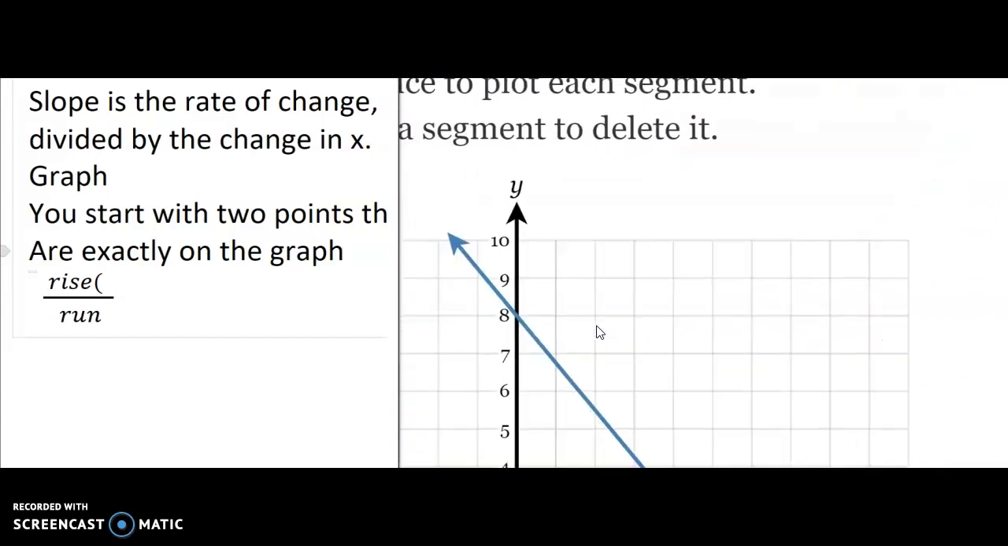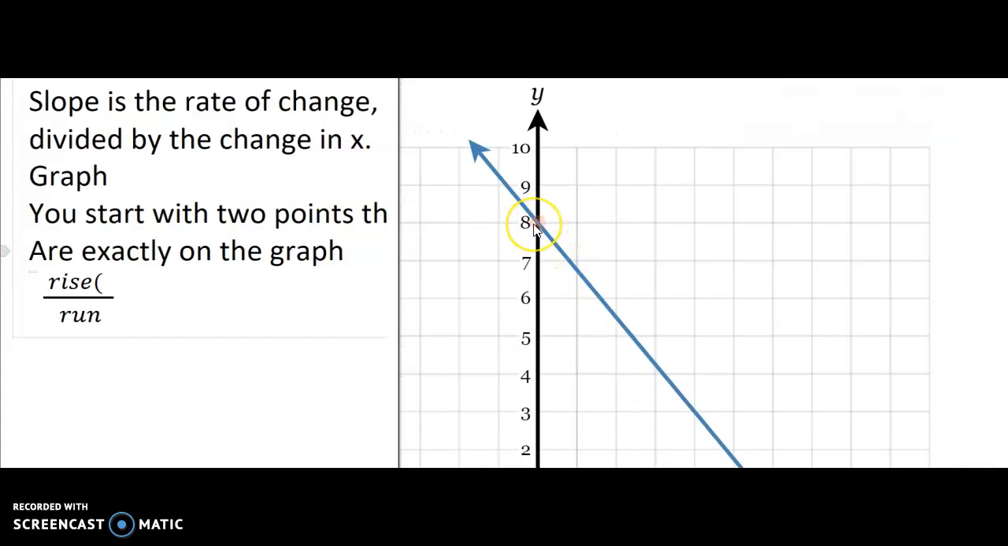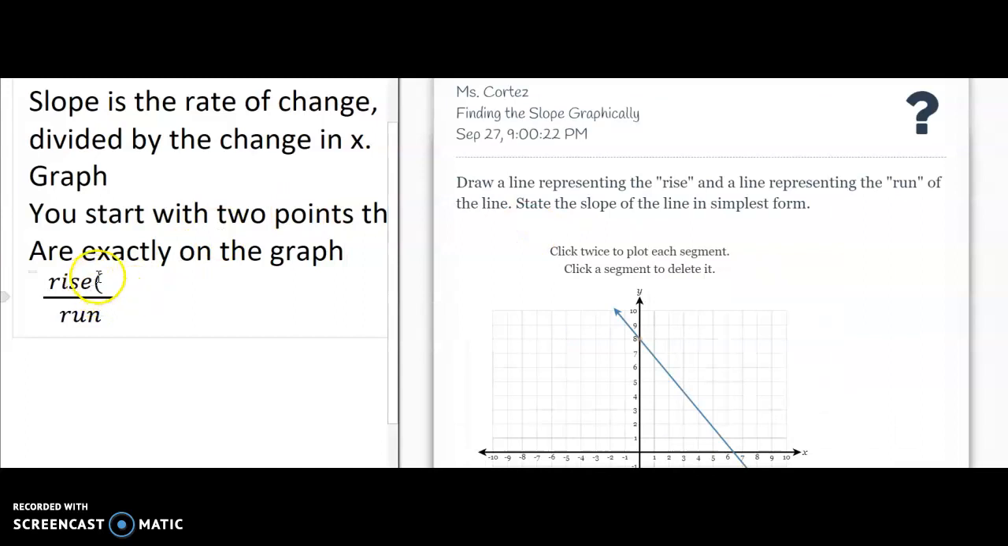Like, for example, let's look at my graph. You start with this point right here. And then if you notice, this point isn't exactly at 1,7, so you can't use that one. And this point isn't exactly at that corner either, so you can't use that one. So you would use points that are exact. Like, for example, this point down here and this point right here, because it crosses exactly at a coordinate.